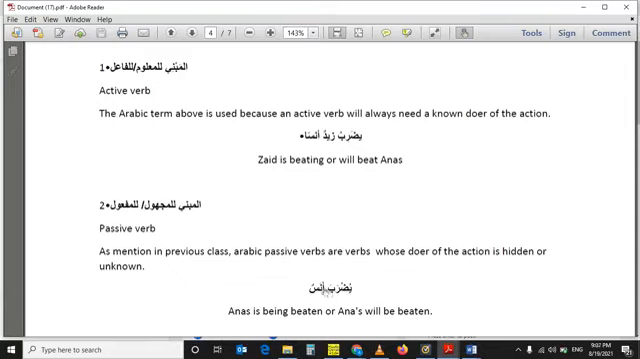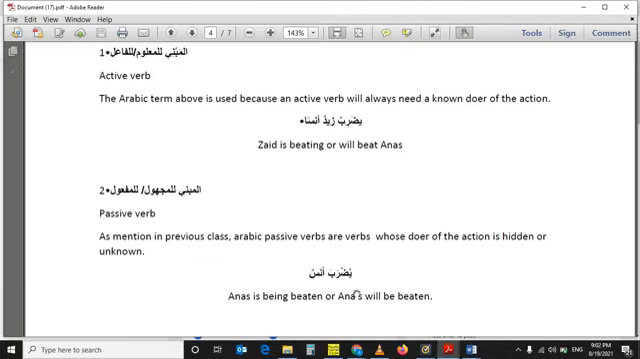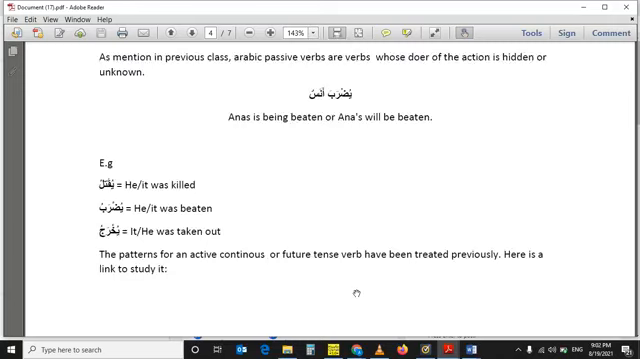So we observe two things. Number one, we are not mentioning our performer of the action. It is reported in a passive form. And secondly, in the Arabic construction, our Anas, that is the maf'ulun bi that was formerly taking fatha, is now taking what? Rafun. It is in a marfu'un state. So yudrabu Anasun. Anas is being beaten, or Anas will be beaten.